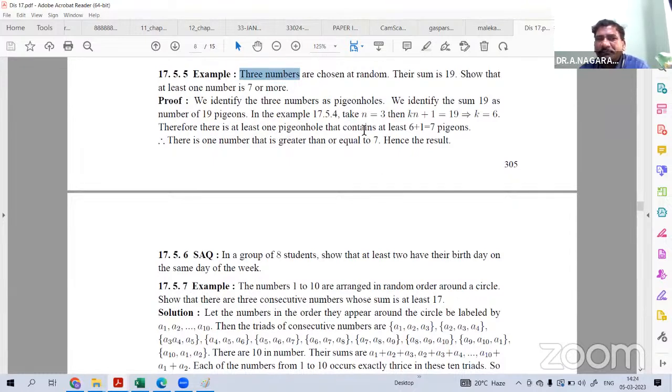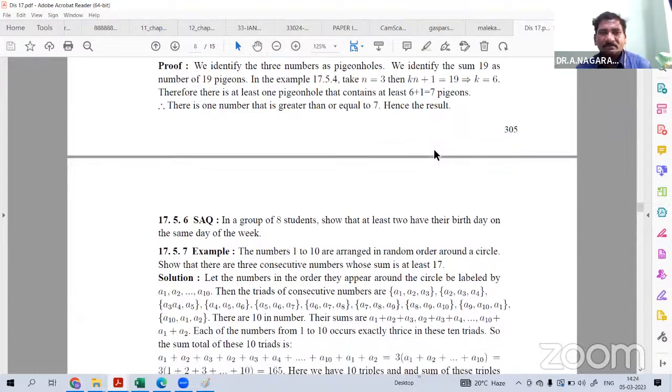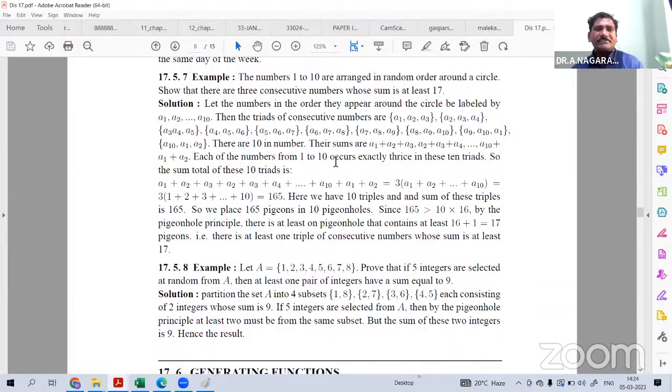Therefore, there is at least one pigeonhole that contains at least 6 plus 1 pigeons. There is one number that is greater than or equal to 7. Greater than or equal to 7 will be there. This is one example. Next, example 2.